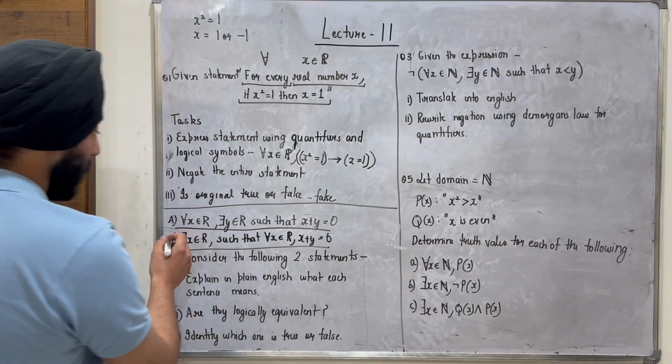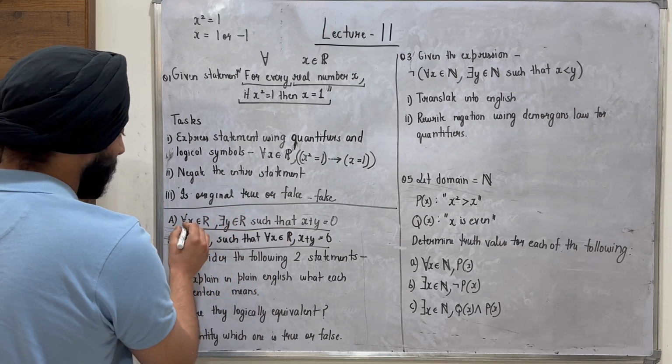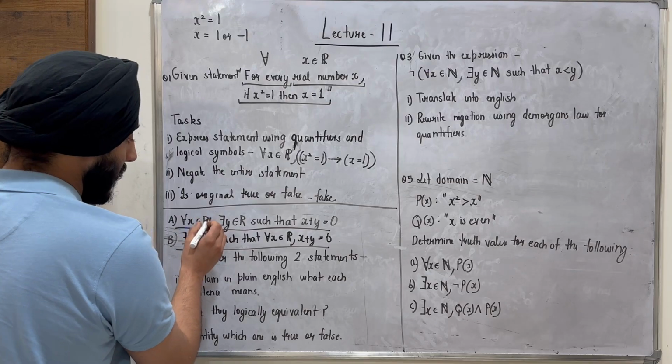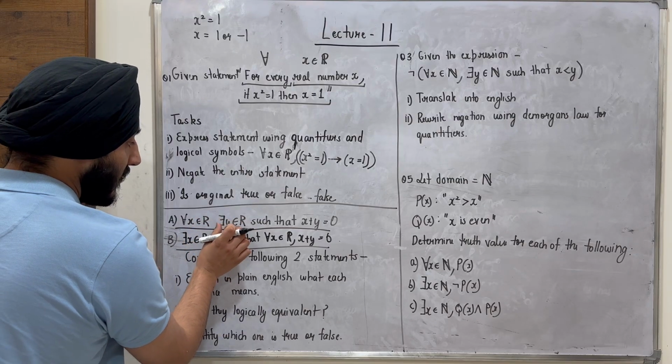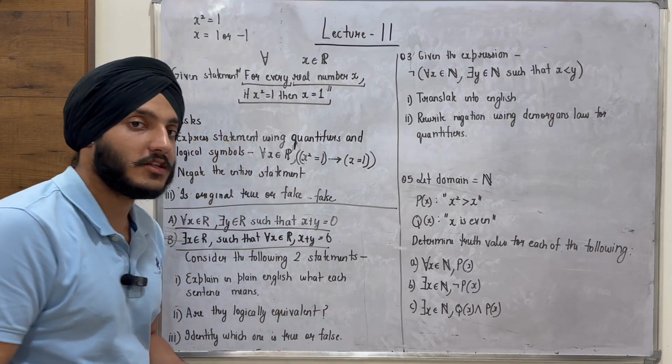Let's try to understand the first one. In simple words, if I convert it into plain English, it says for all x, which are elements of the real numbers, there exists a value y such that x plus y equals 0. Let's try to understand what this means, right?